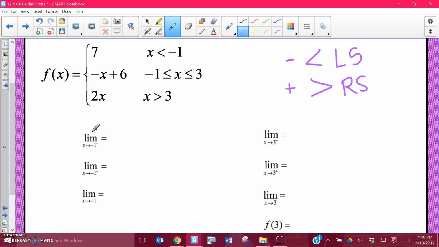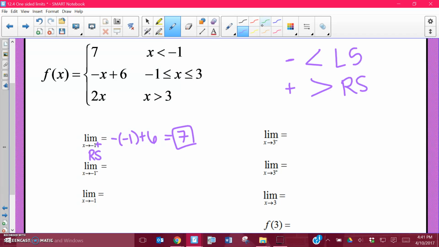So if I am looking at the limit as x goes to -1, and that has a little plus up there if you can't see it, that's going to be from the right side. So right side is greater than, so I'm looking where is x greater than. And I see it's in that second equation, so I'm going to go ahead and plug in -1 into that second equation. So I'd have -1 plus 6, so negative is a positive, and that would give me 7 for that particular limit.